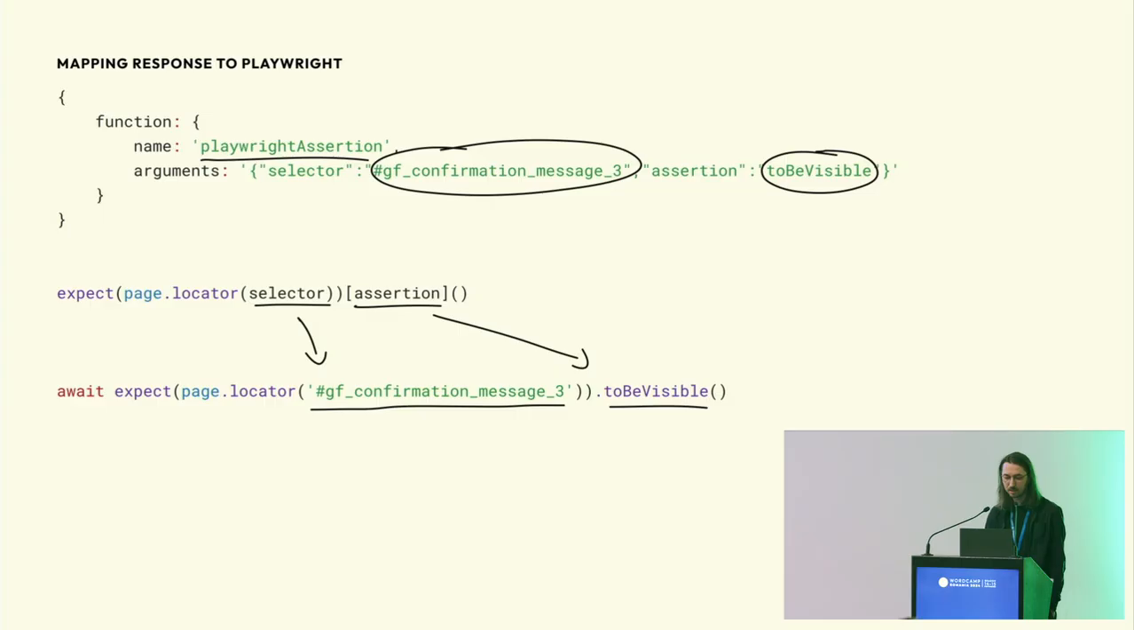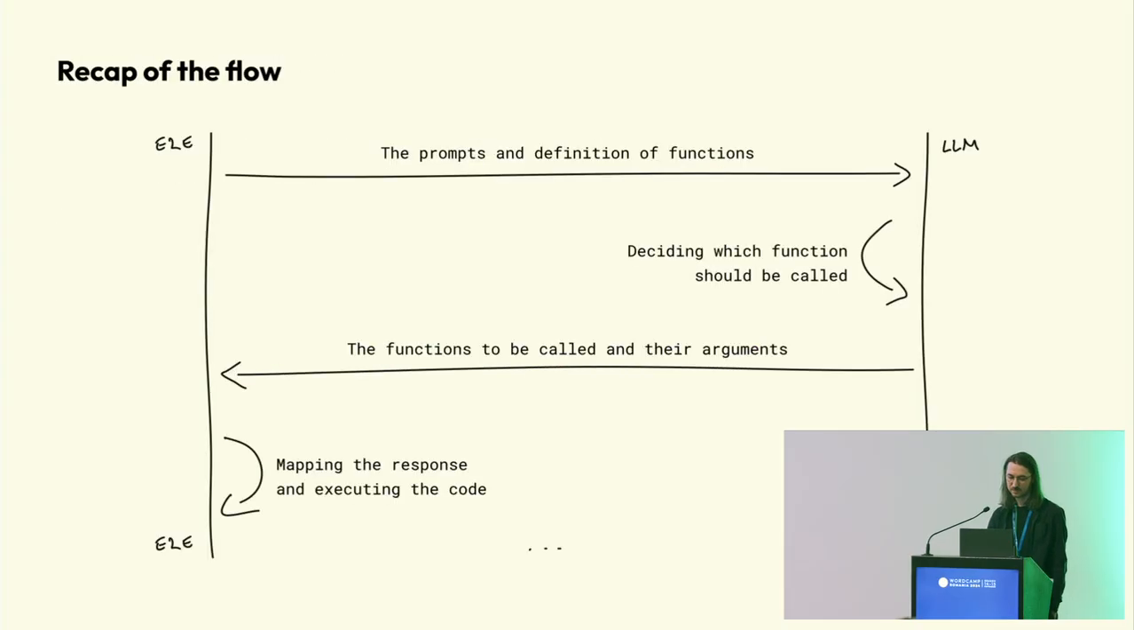Again, it looks a bit different, but it's the same concept with the variables and the replacement. To recap, first we have to send a request with the prompt and the definition of the functions. The LLM will take a decision. It will decide what functions should be called. Then it will let us know its decision through a response. And the last bit is we execute the code by mapping the response to code.